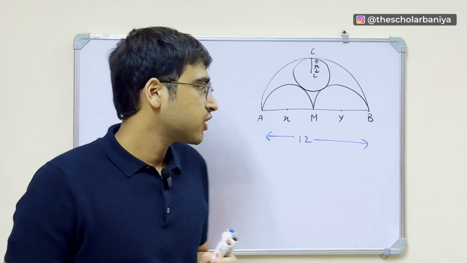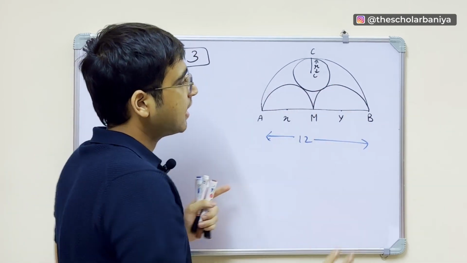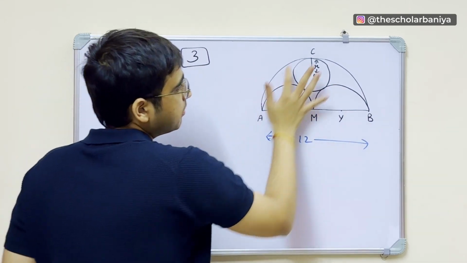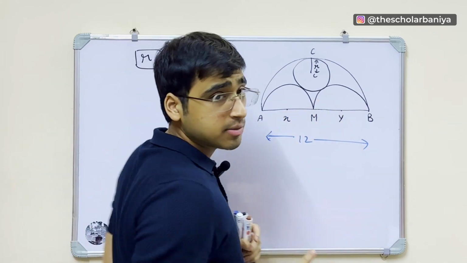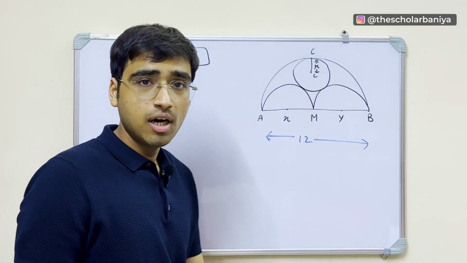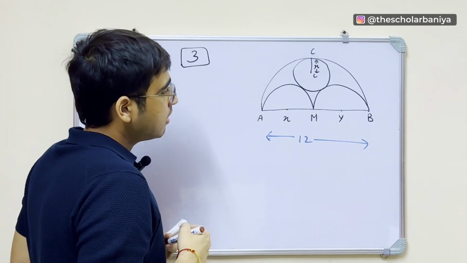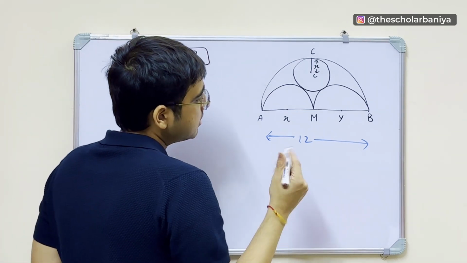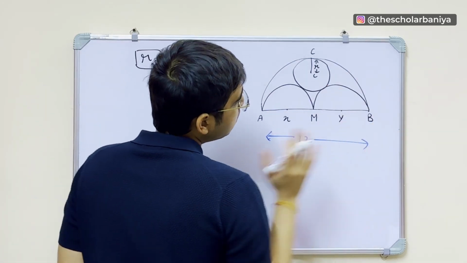So let's move on to the next question, guys. In this question, we are given three semicircles. One is the bigger semicircle, and there are two small semicircles, and there is one circle whose radius is given to be r, right? We know the diameter of the bigger semicircle is 12.